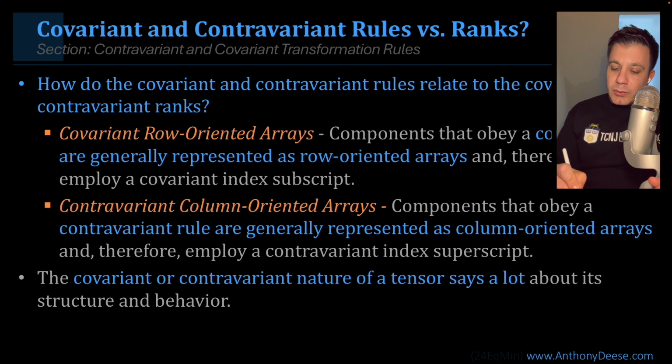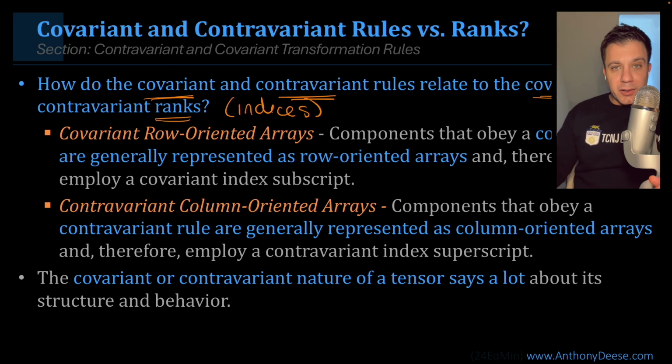So how do the covariant and contravariant rules relate to the covariant and contravariant ranks, as well as the indices, because we're familiar with those. We talked about those previously. Covariant row-oriented arrays. What does this mean? Components that obey a covariant rule are generally represented as a row-oriented array and therefore employ a covariant index subscript.